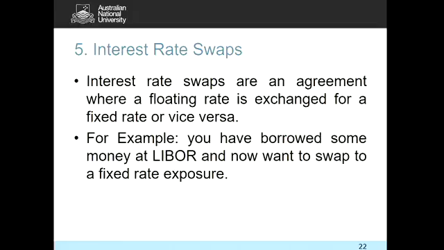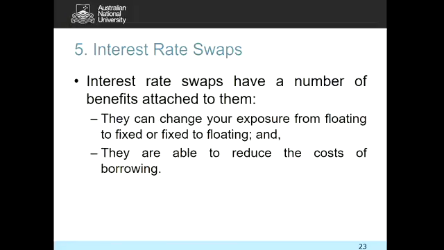Even though she wants variable, her comparative advantage lies in fixed. So it makes sense for her to work in the fixed market. But then we swap the cash flows so that she ends up with variable, I end up with fixed, and we're both better off by doing what we call an interest rate swap. Normally banks set these up, and of course they make some money out of it. They take a cut, a percentage off it. And so again, we change our exposure and we reduce the costs of borrowing.